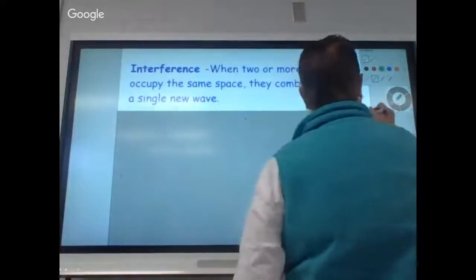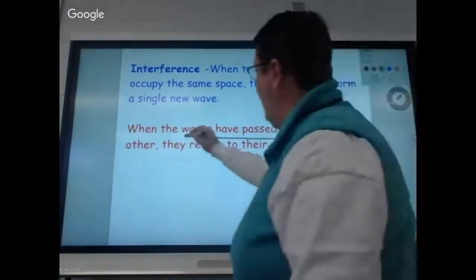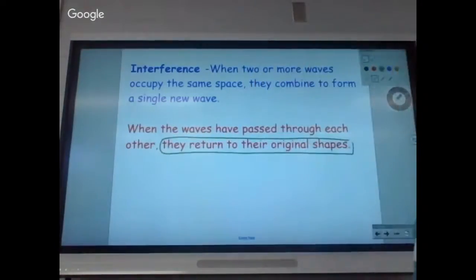Now, interference, which y'all drew. Lord, in these blinds today. All right, two or more waves occupy the same space, and they combine to form a new wave. Now, see what I wrote in red? This is the part people don't get. Once the waves pass through each other, they go back to their original shapes.